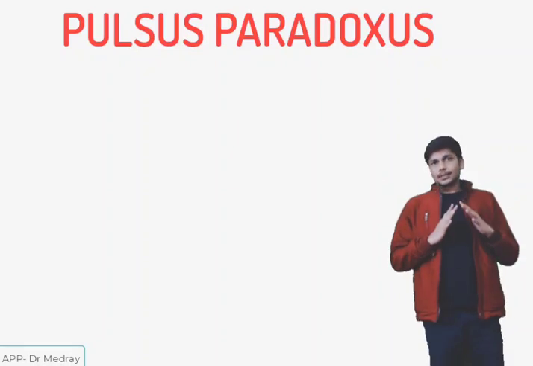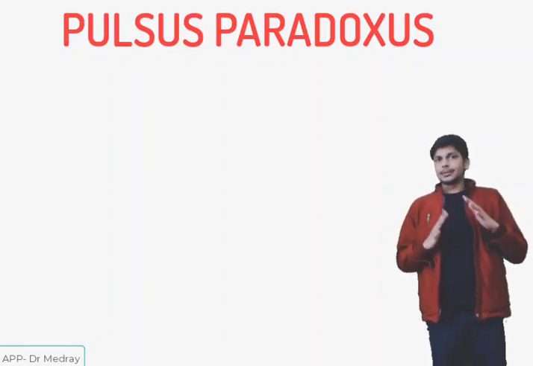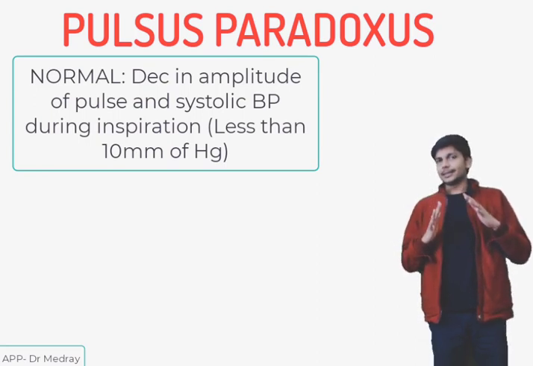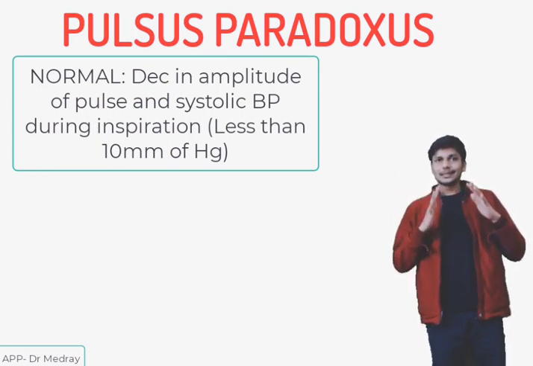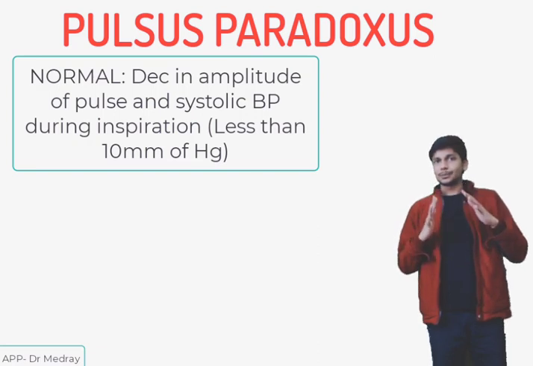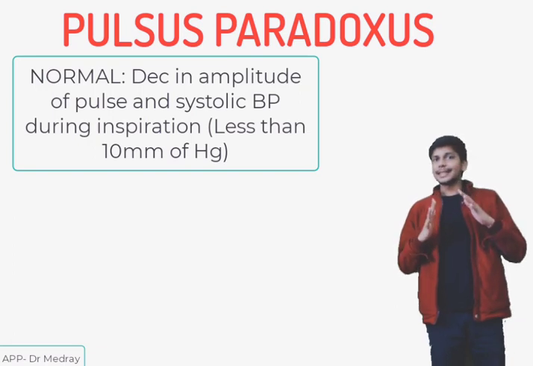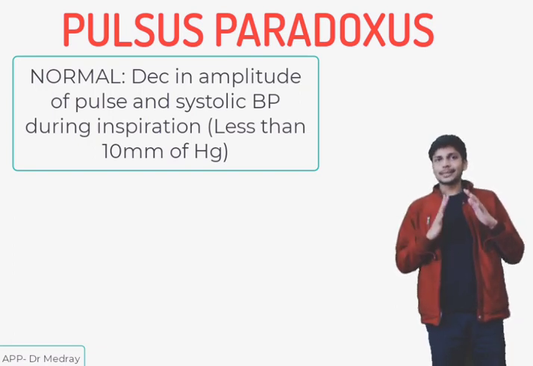What is pulsus paradoxus? In healthy individuals, the amplitude of the pulse decreases during inspiration, which leads to a decrease in systolic blood pressure during inspiration, which is usually less than 10 mm of mercury. This decrease in systolic blood pressure during inspiration occurs because of an increase in negative intrathoracic pressure.